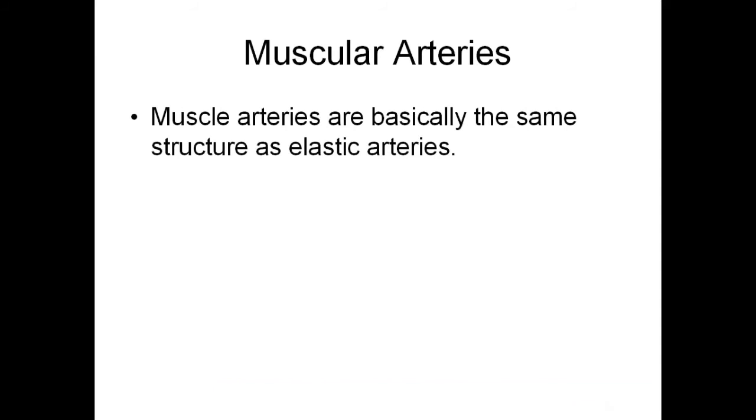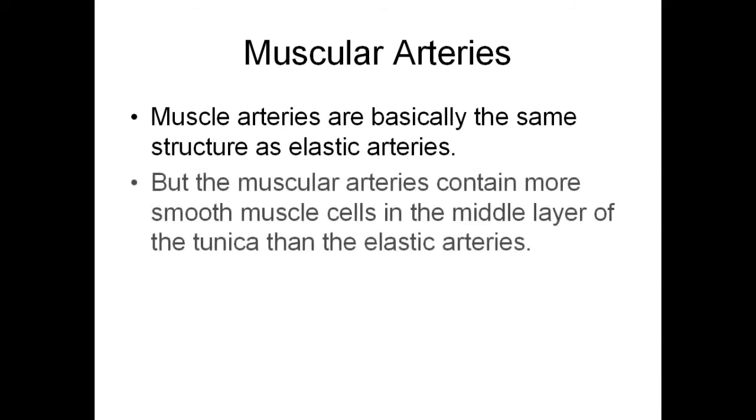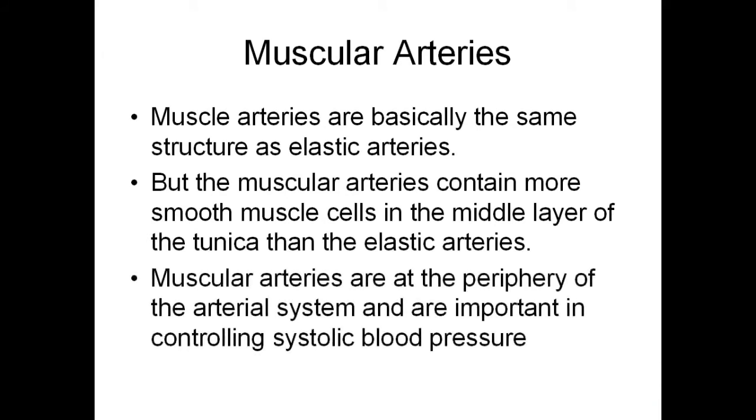Muscular arteries are basically the same structure as elastic arteries, but they contain a lot of smooth muscle cells in the middle layer of the tunica, in the media, many more smooth muscle cells than in elastic arteries. Muscular arteries are the periphery of the arterial system, and they're important in controlling systolic blood pressure.